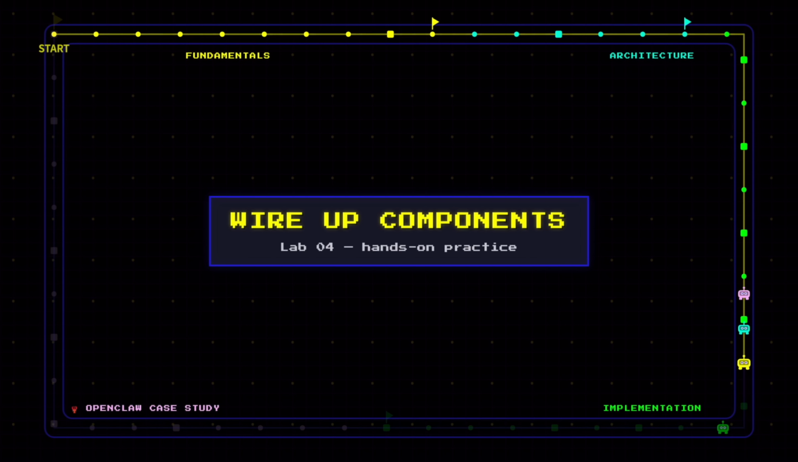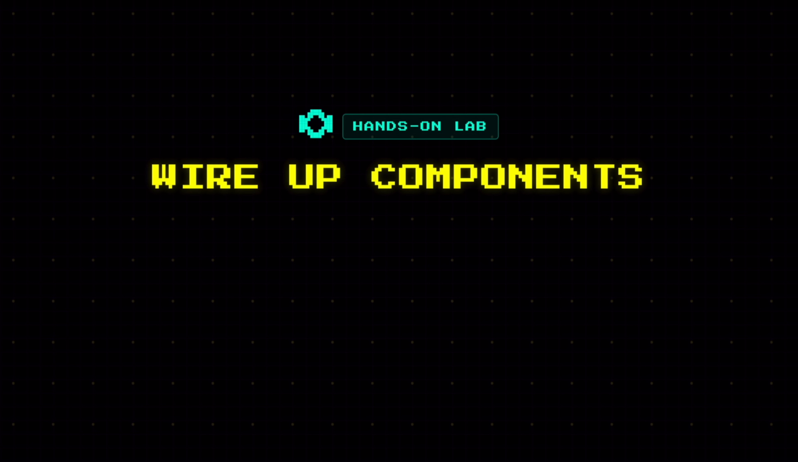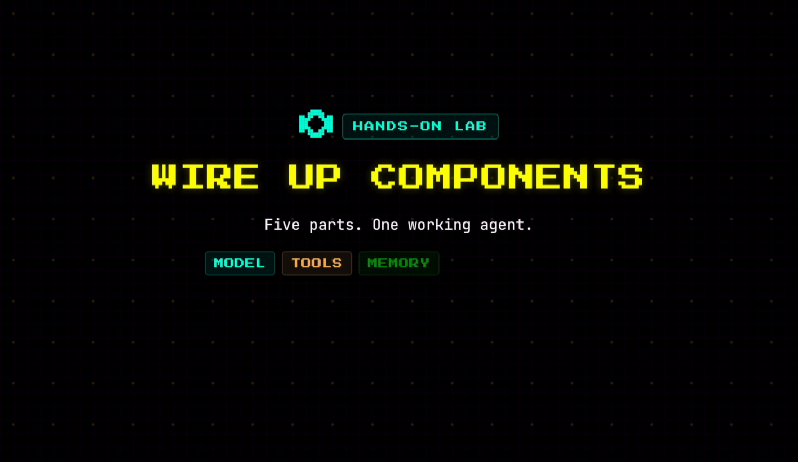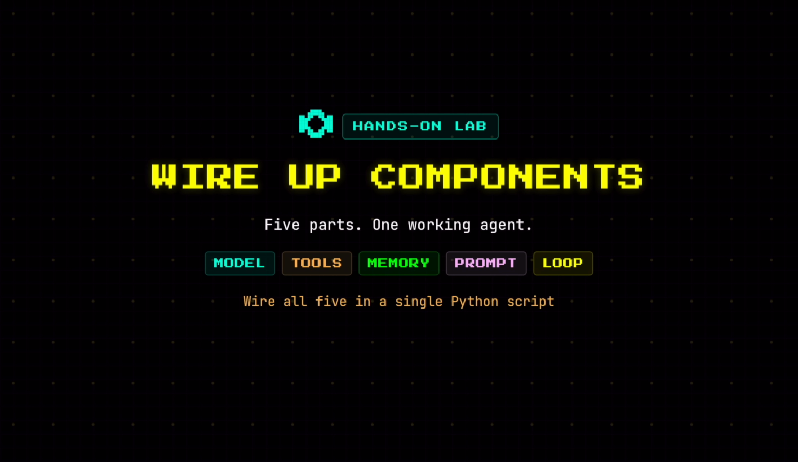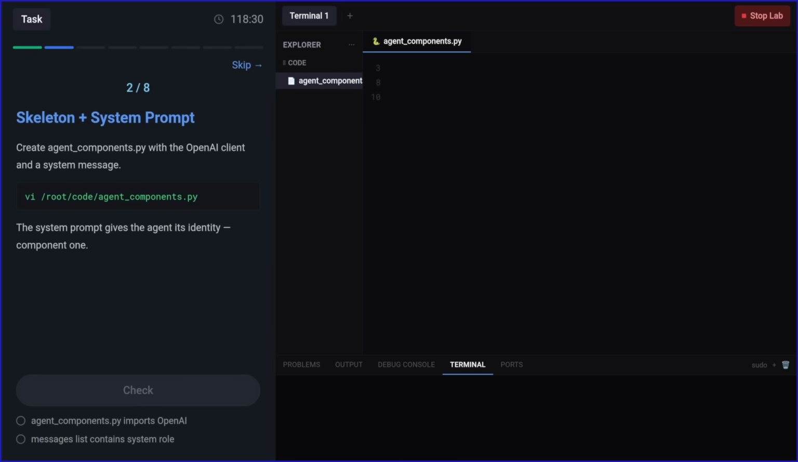5 components. That's all an agent needs: a model, tools, memory, a system prompt, and an orchestration loop. In this lab, you'll wire all 5 together in a single Python script and watch them work as one. Here's the setup. The environment is ready. Python 3.11, a virtual environment, and the OpenAI SDK are pre-installed. Your working directory is /root/code.